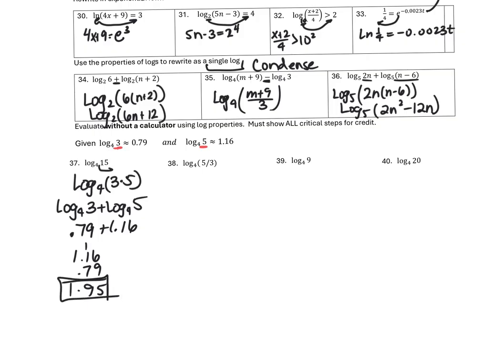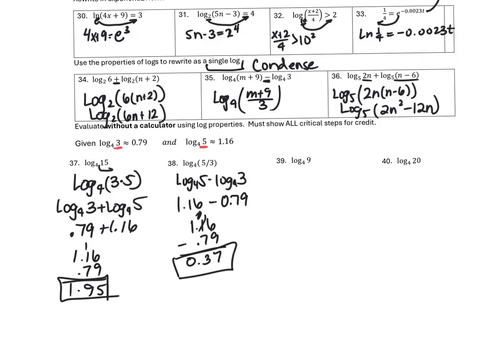Now log 4 of 5/3. 5 divided by 3. Just going to rewrite it as subtraction. Log 4 of 5 minus the log 4 of 3. And the log 4 of 5 is 1.16 minus the log 4 of 3 is 0.79. So 1.16 minus 0.79. Let's see, a little borrowing there. 16 minus 9 is 7, 0.37. And I have the bigger number first, so it's positive.